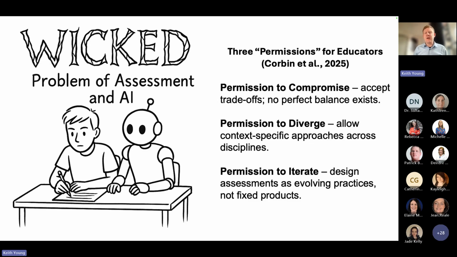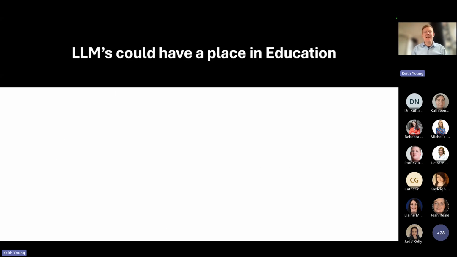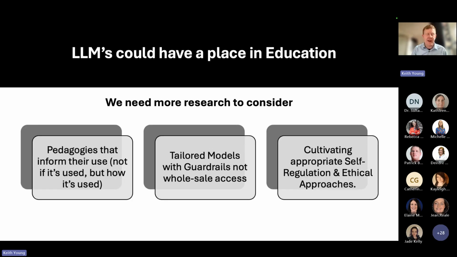All in all, what I'm trying to say here is that LLMs could have a place in education. We don't know fully yet. We don't know what the full impacts are. We know that wholesale access to any of these models, used irresponsibly, is going to do damage to learning. But there is some evidence to suggest that if these models are tailored correctly, and if we encourage appropriate self-regulation strategies in how we engage with them, there could be benefits derived from them.